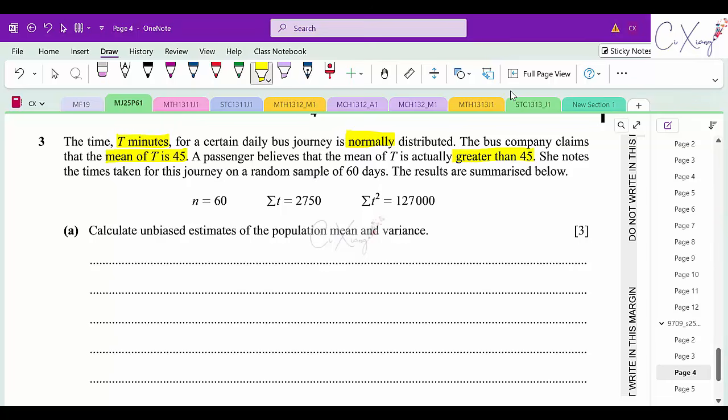She notes the time taken for the journey on a random 60 days. Then the results are summarized as below. So these are the details that I have. Okay, calculate the unbiased estimate of the population mean and also the variance.